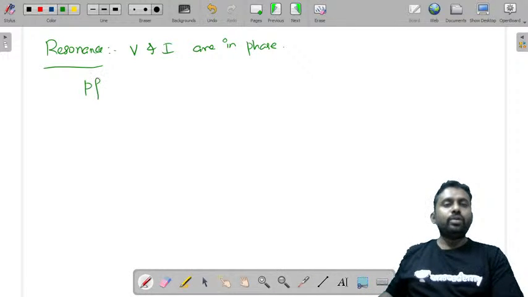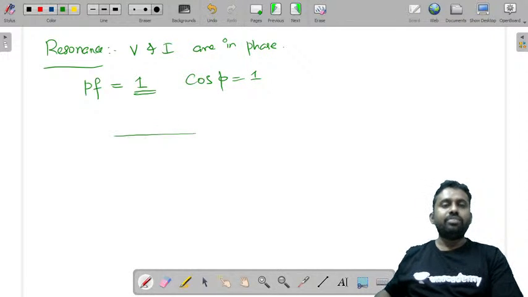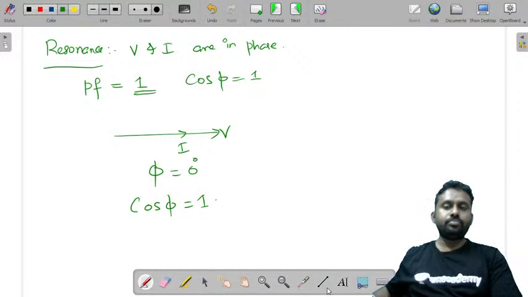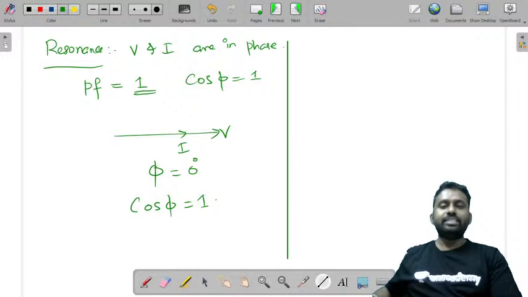Whenever voltage and current are in phase, power factor is unity. So cos phi is 1, because if V and I are in phase, the phase angle is 0 and cos phi is 1. So this is what we have discussed yesterday.